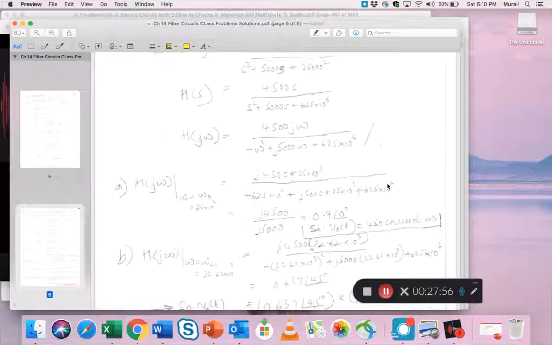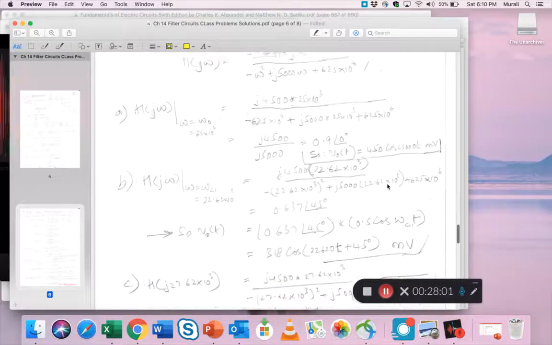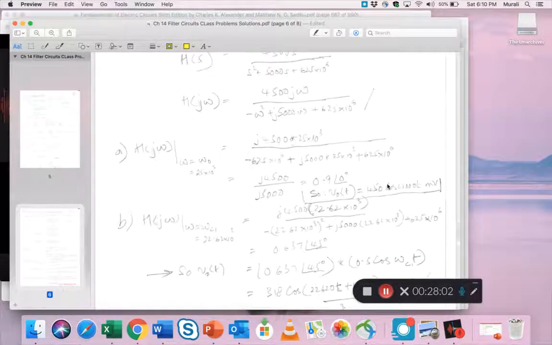Omega, you now start to use different values, right? Generally the way they give it here is they'll say, find the output when omega is the center frequency, omega 0. Or they may say find it at the corner frequencies, omega C1, C2. Or they may say find it at 2 times omega 0. We've seen all these problems or questions.